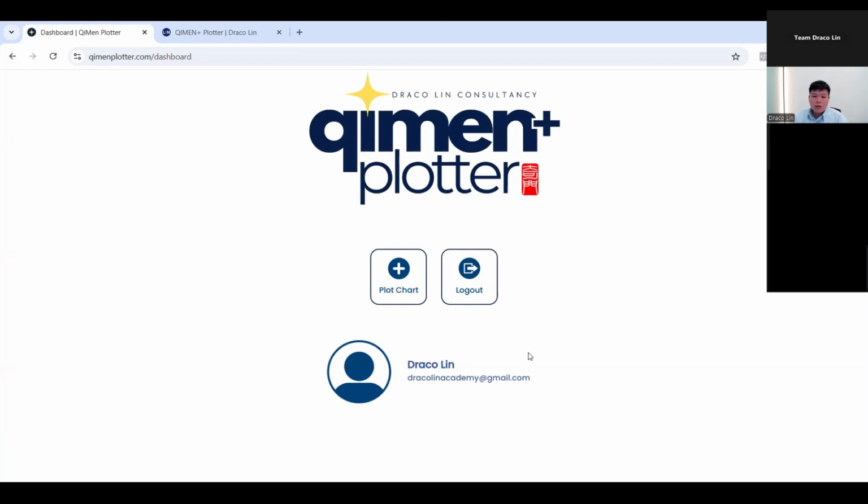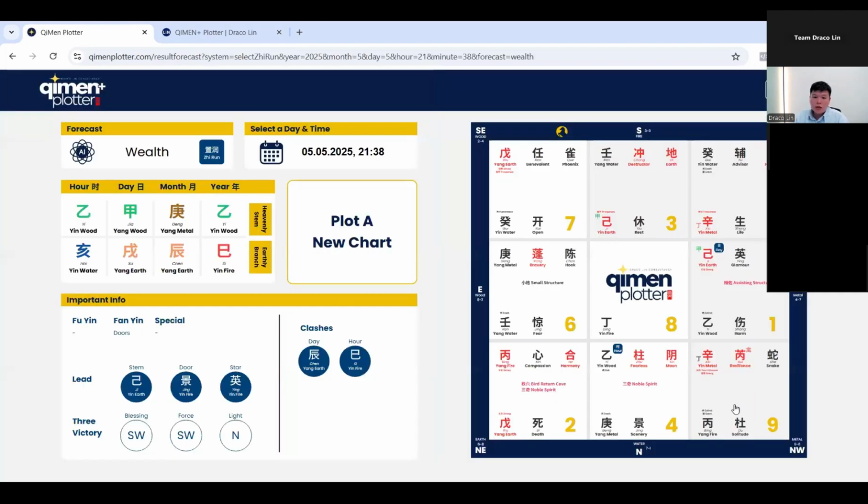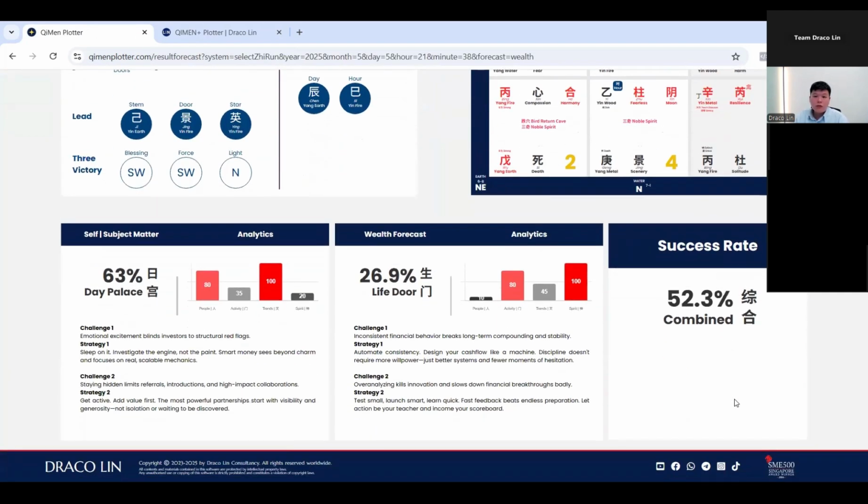All right, so back to your question here. Let me just take one and show you. So this is the success rate. It's a very different system. We have a lot of back-end data and predictive analysis inside. So the subject matter, the wealth forecast and the success rate are all different systems. The calculation is all different, and that's where we come up with the success rate.